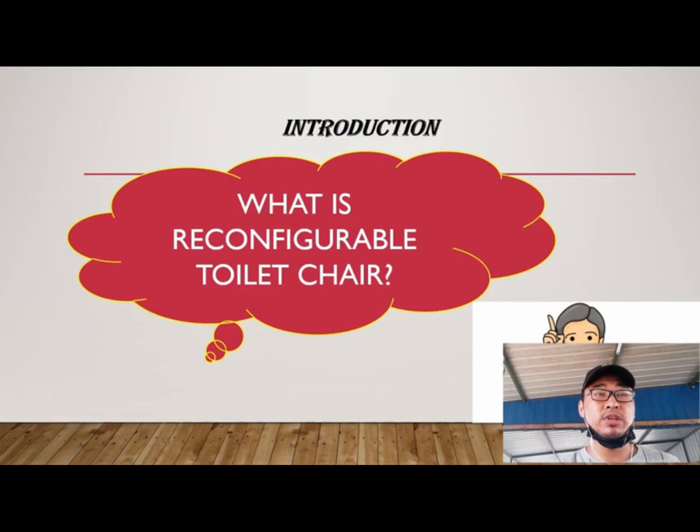I will present my product, which is the Reconfigurable Toilet Chair. So, what is a Reconfigurable Toilet Chair? It is a reconfigurable toilet chair incorporated with seat-to-stand and seat-to-sleep capabilities, a technological solution for extensive wheelchair users to promote their quality of life, safety and comfort.